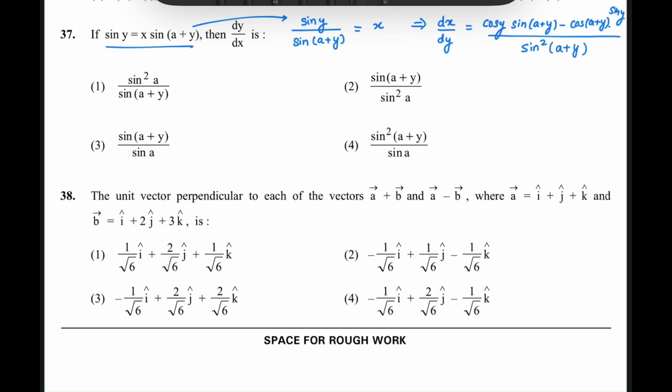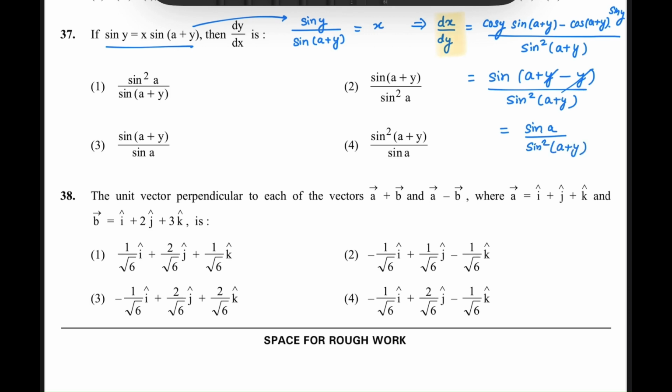So in the numerator you have sine of a cos b minus cos of a sine b, and what is it? It is just sine of a minus b, so it is sine of a plus y minus y, and then divided by sine square of a plus y, right? Y cancels out, so then you have sine a over sine square a plus y, right?